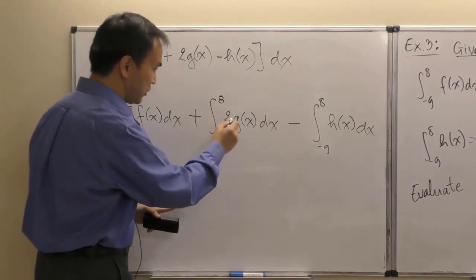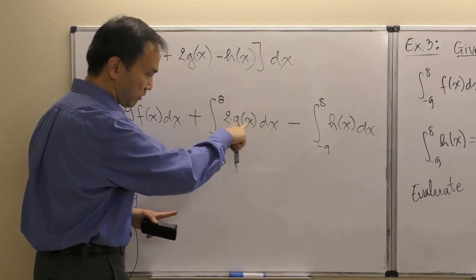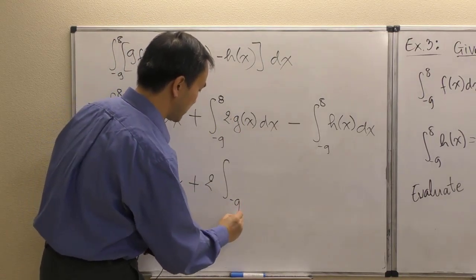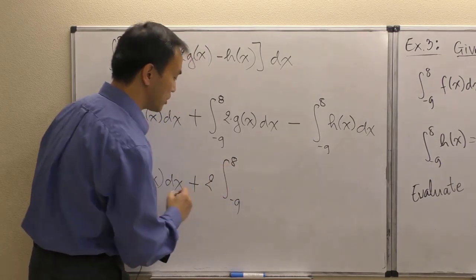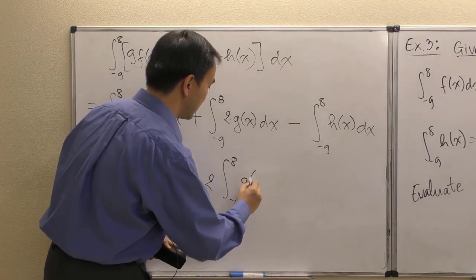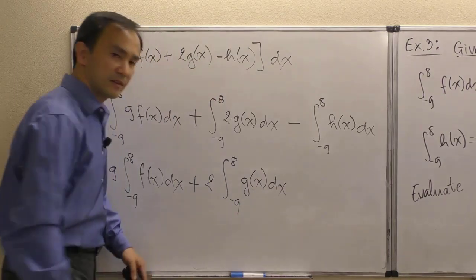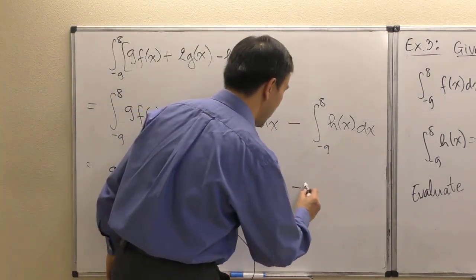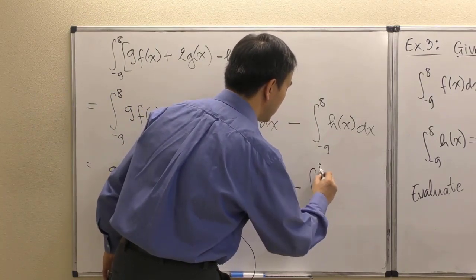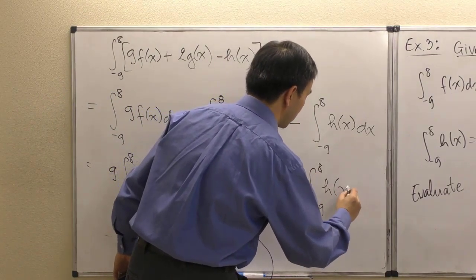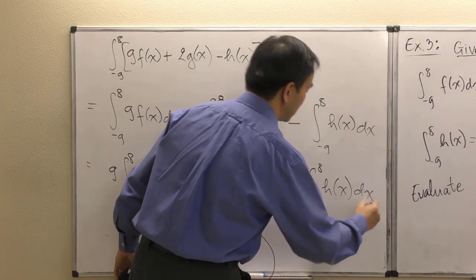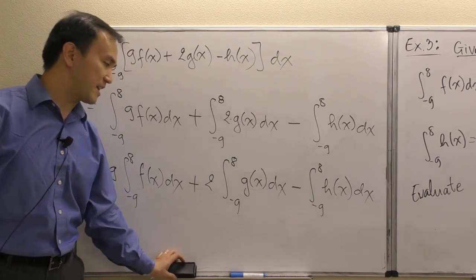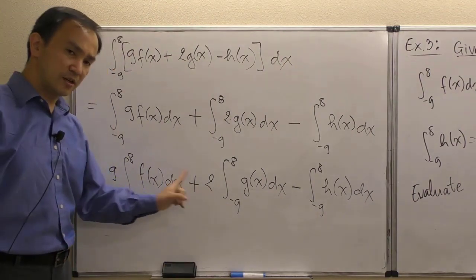Okay, so we can do the same for the middle term. It's a 2 as a constant coefficient, multiplied with g of x. So now I'm going to have plus 2 times the integral from minus 9 to 8 of g of x dx. Then the third term here has no coefficient, so let's leave it the way it is, minus the integral from minus 9 to 8 of the function h of x dx. So now we have successfully laid it down and brought all the constant coefficients in front.